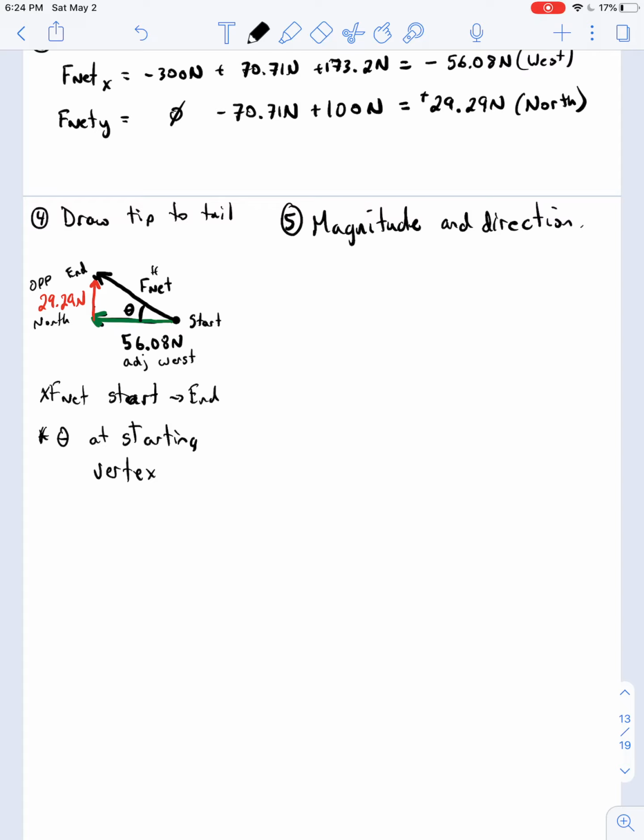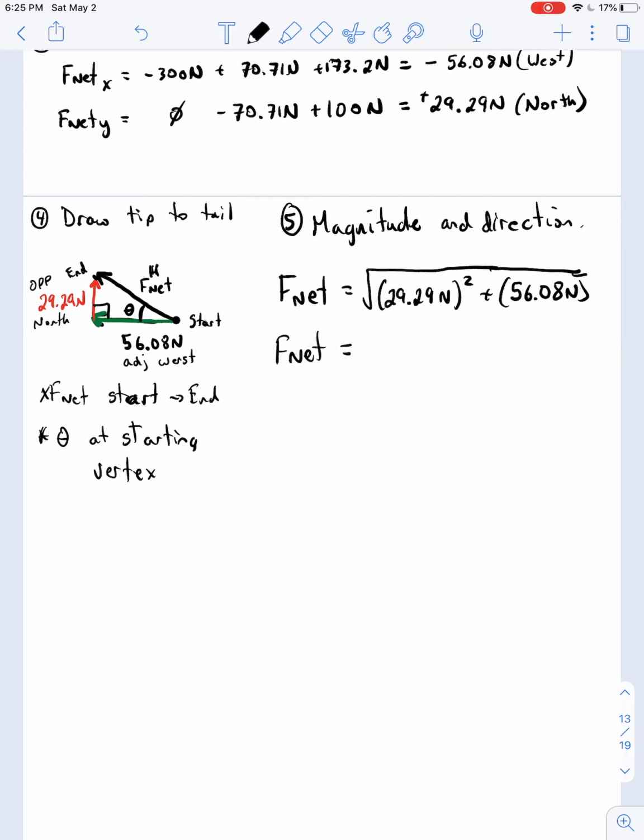So I have a right angle triangle. These vectors are at right angles to each other, and so I can use Pythagoras then to determine the net force. Now the net force is the hypotenuse, and so I'm going to take the square root of the sum of the squares of the other two sides. And so then I usually write my Fnet equation to look like this. So my Fnet equation then looks like that.